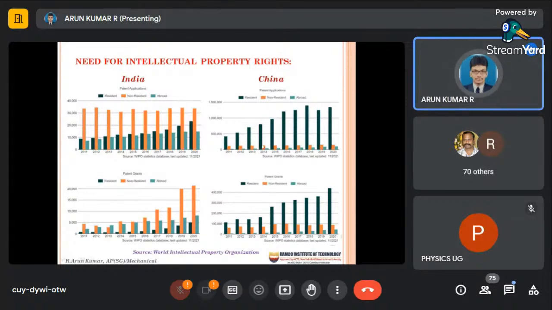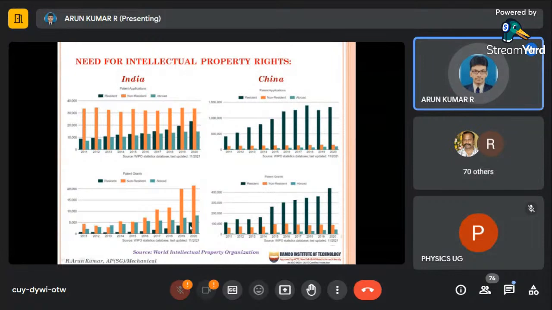And now we'll compare the quality of patents being generated in India and China. I would like to make a point here: if you file a patent today, it will take approximately 3 to 4 years to get the result, either granted or rejected. Now, if a patent has been granted in the year 2020, then it should have been filed in the year 2016 or 17, right?